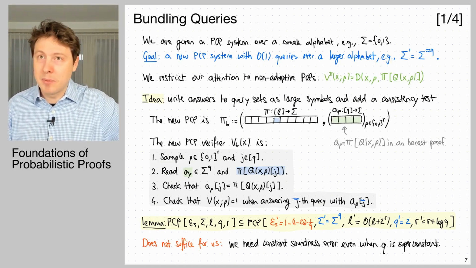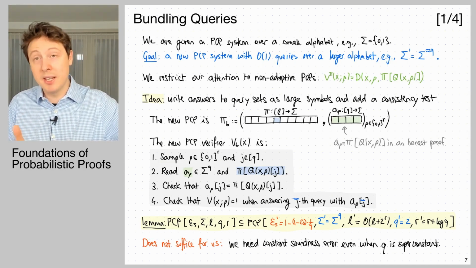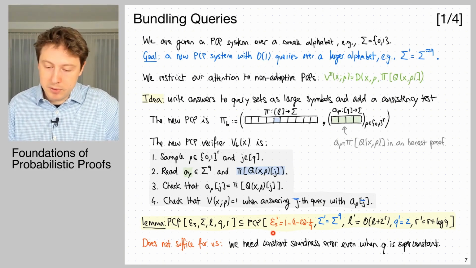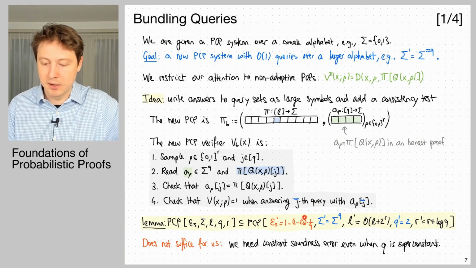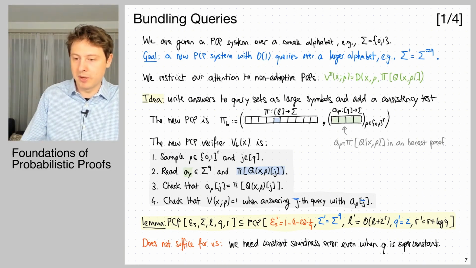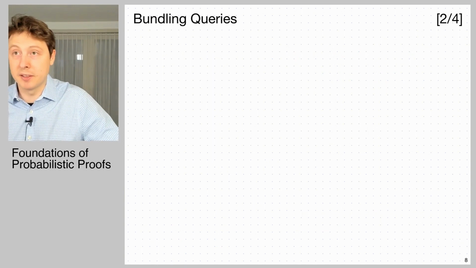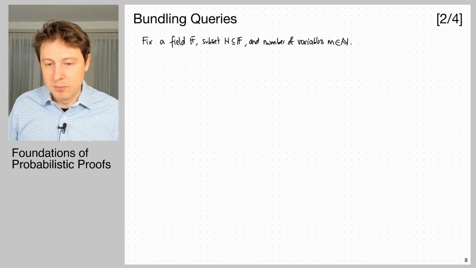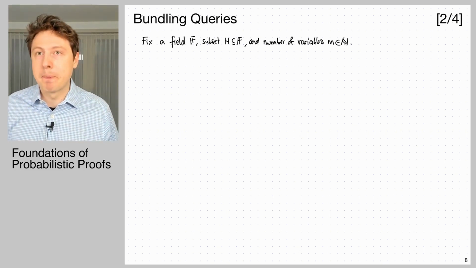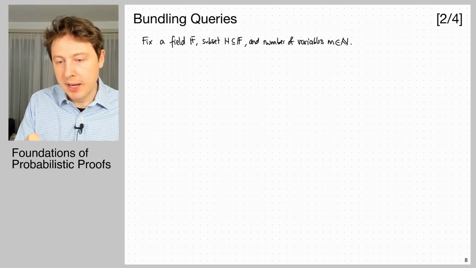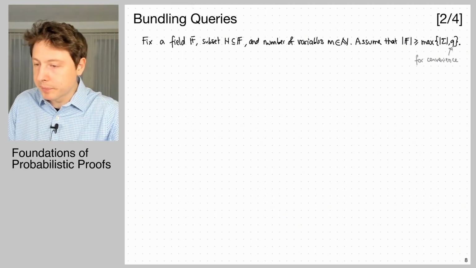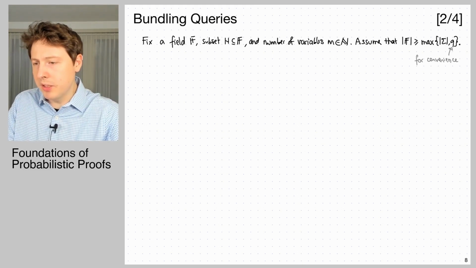Okay, but I reminded you of this strawman because it actually forms a template, just like in the prior step, of something better, okay? We need to fix this crappy soundness error, and so we want to be a bit smarter about the way we bundle up queries. So we're going to start using low-degree extensions, okay? So let's introduce a field, a subset in the field, and some number of variables. This will be determined later.